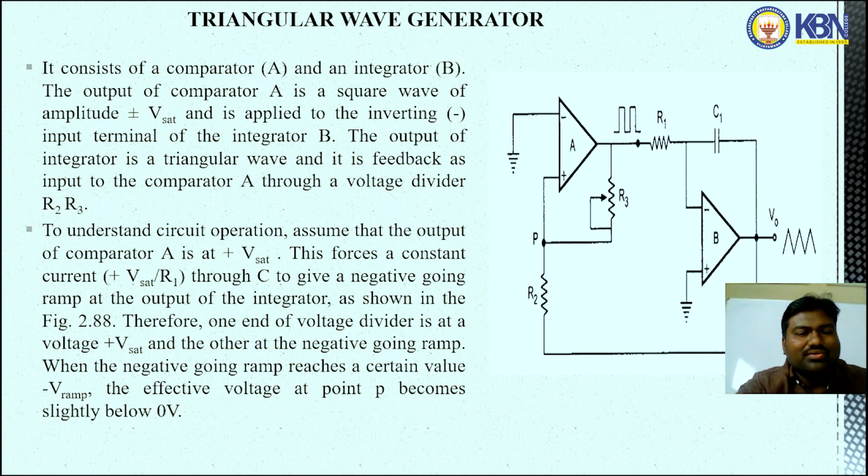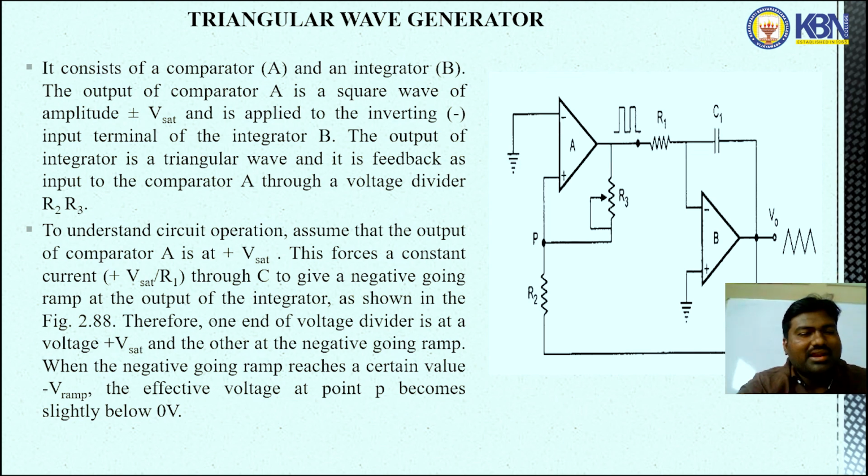To understand the circuit operation, assume that the output of comparator A is plus Vsat. This forces a constant current, that means Vsat by R1. Here Vsat means positive saturation and R1 is the input resistance, through the capacitance C to give the negative going ramp at the output of the integrator as shown in the figure below. Therefore, one end of the voltage divider is at positive Vsat and the other end is the negative going ramp. Suppose we give the input as a positive peak, we will get the output as a negative peak.